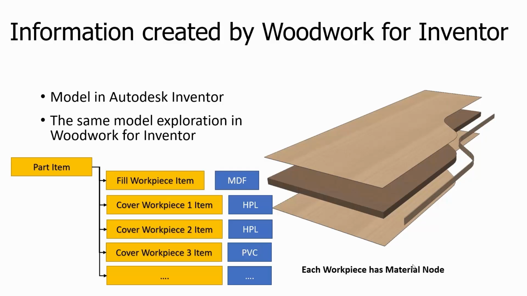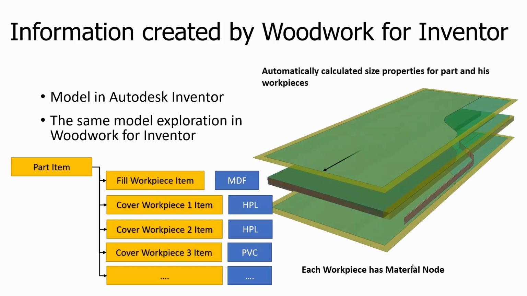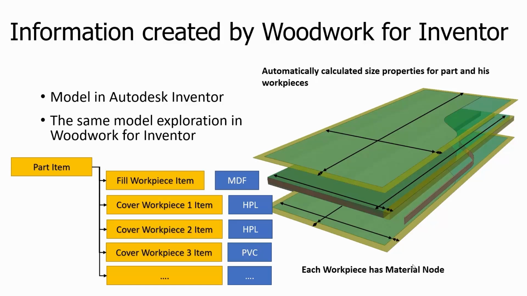So, while Inventor sees a simple part, Woodwork for Inventor internally breaks it down into several blanks, where each one can have its own material. As a result, we can provide much more detailed information about the part than what is available within the Inventor environment. Additionally, based on the created geometry, Woodwork for Inventor automatically calculates the dimensions of all blanks, as well as the part itself. That means the designer doesn't have to sit with a pencil in hand trying to extract dimensions from a drawing. This is especially important in the furniture industry.